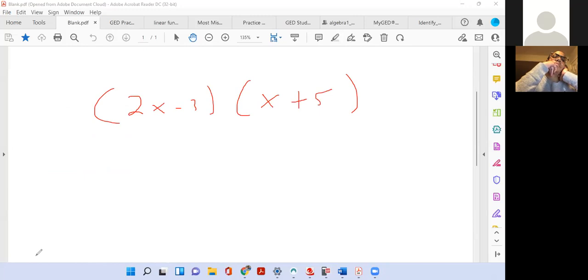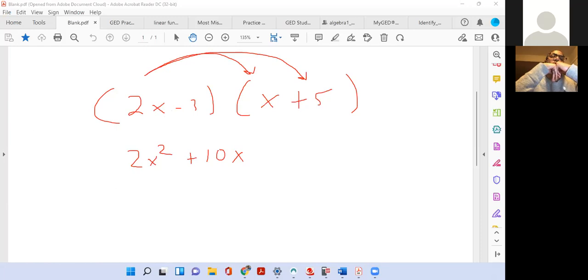So let's try to do this real quick to make sure we understand. What am I going to multiply 2x by first? By x. What is 2x times x? 2x to the second power. Then my next step, what am I doing? 2x times 5. What is 2x times 5? It will be 10x. So all we're doing is multiplying this 2 times this 5, and then we're keeping a variable. So 10x.